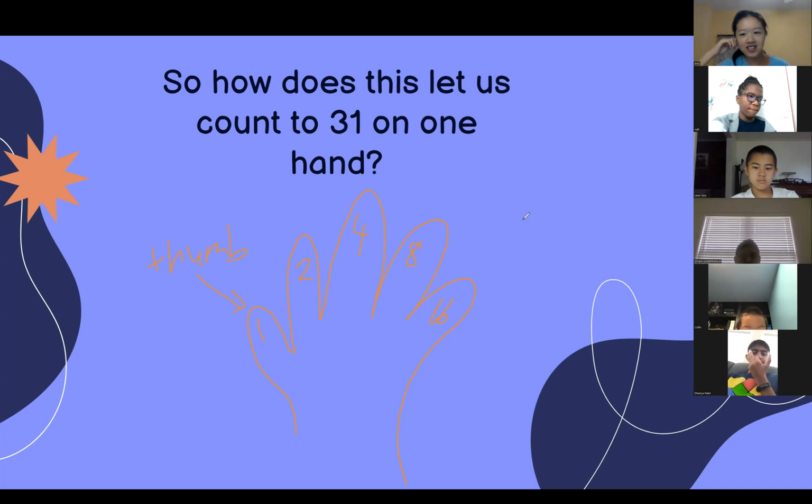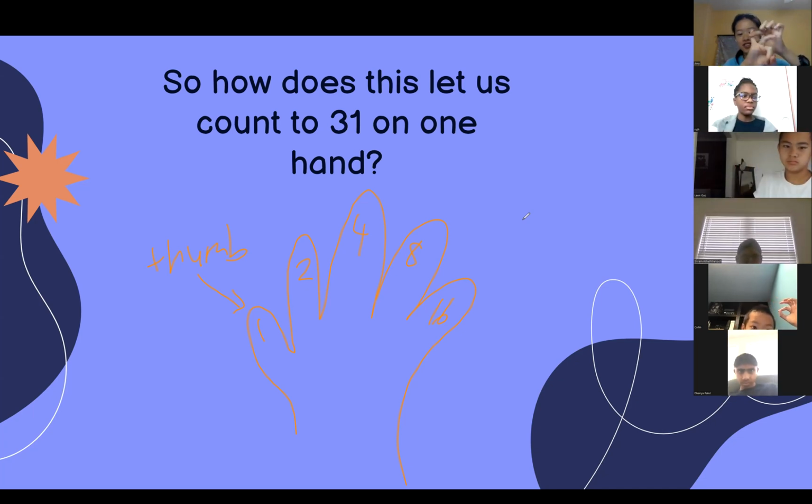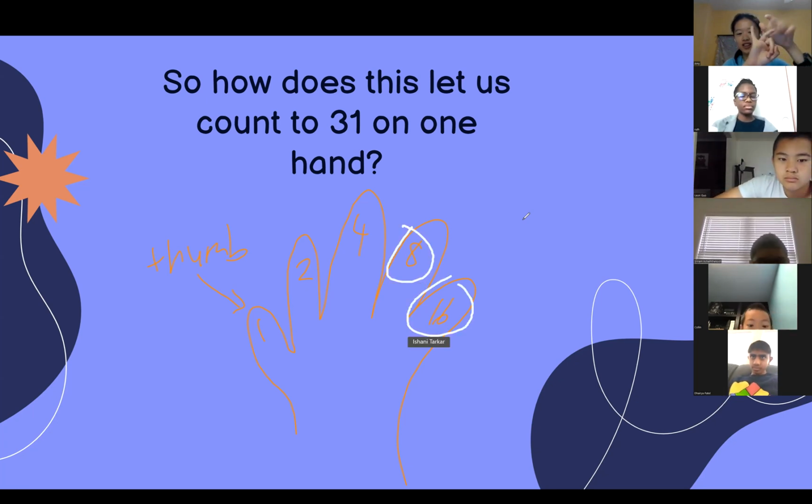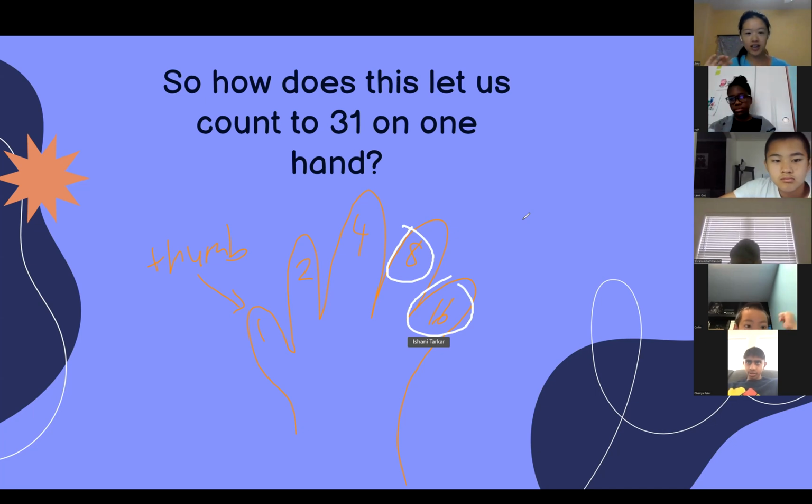So now we're gonna sort of reverse it. Now I'm gonna show a random number and you're gonna have to figure out what it is. So let's do this one. What number is this? Yeah, this is 24 because this is the 16 finger and this is the 8 finger. So 8 plus 16 would be 24.